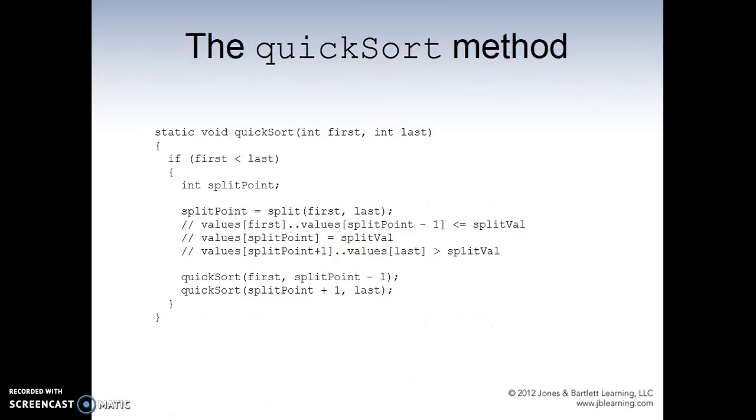So this is how we implement QuickSort in Java. Pass first and last index. If first is less than last, then we're still doing it. Find a split point, right? So that's the function to find a split point, split first and last. And then we just call recursively, call itself, passing first and split point minus 1, and split point plus 1 and last. So it recursively calls itself until it's sorted.